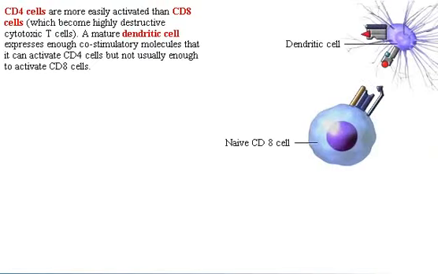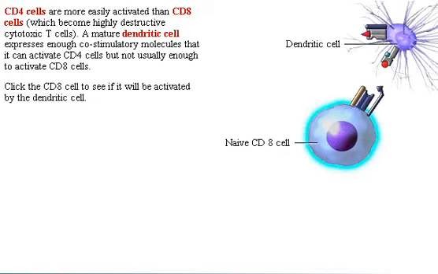CD4 cells, which become helper T cells, are more easily activated than CD8 cells, which become highly destructive cytotoxic T cells. A mature dendritic cell expresses enough co-stimulatory molecules that it can activate CD4 cells, but not usually enough to activate CD8 cells. Click the CD8 cell to see if it will be activated by the dendritic cell.